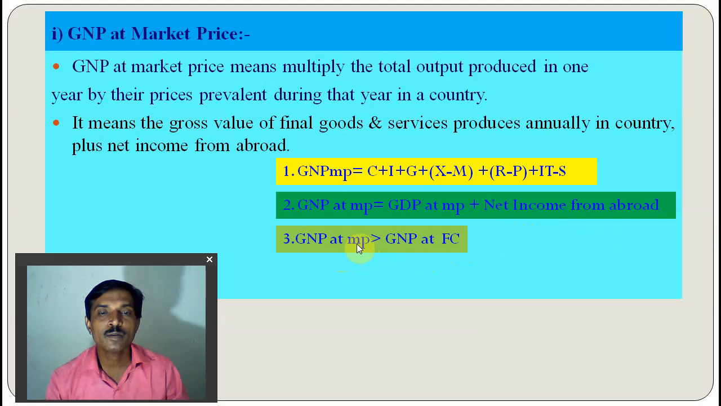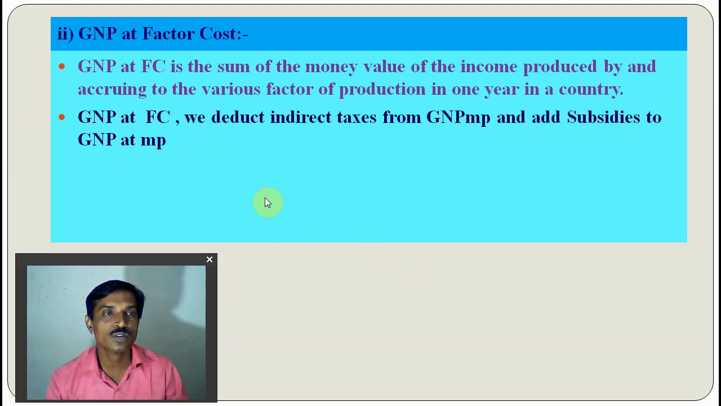GNP at market price is more than the GNP at factor cost. So what is the GNP at factor cost? GNP at factor cost is the sum of the money value of income produced by the various factors of production in one year in the country. The various factors of production are land, labor, capital and entrepreneurs, and these factors receive income in one year, counted as factor cost. So for GNP at factor cost, we deduct the indirect taxes from GNP at market price and add the subsidy.